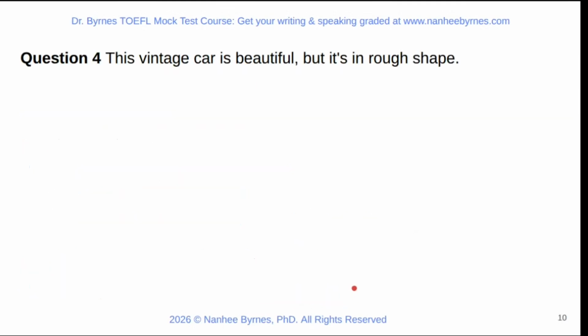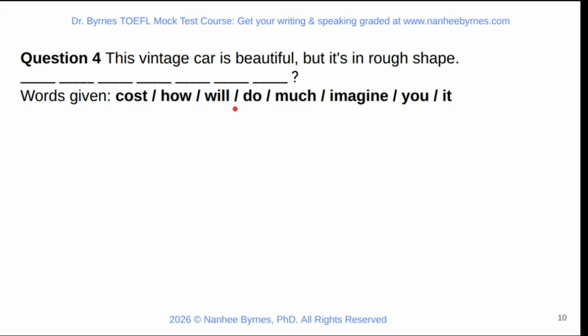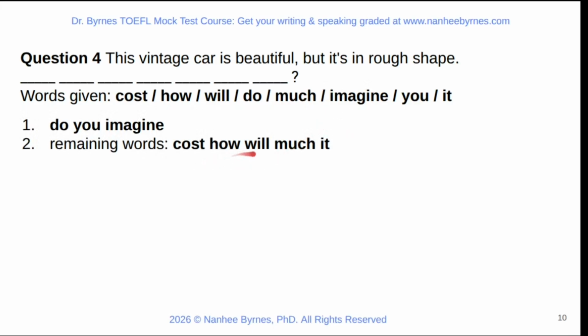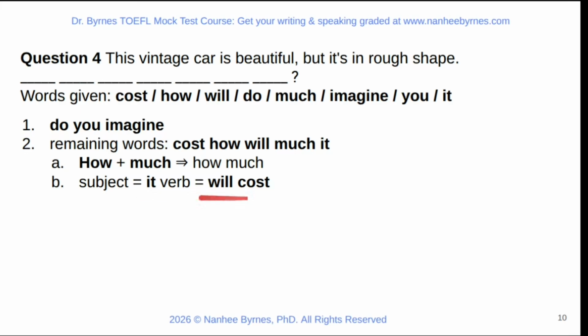Question 4. This vintage car is beautiful, but it's in rough shape. Words given: cost, how, will, do, much, imagine, you, it, question mark. First, we identify do you imagine. The remaining words are cost, how, will, much, and it. How and much go together. The subject is it, and the verb phrase is will cost.